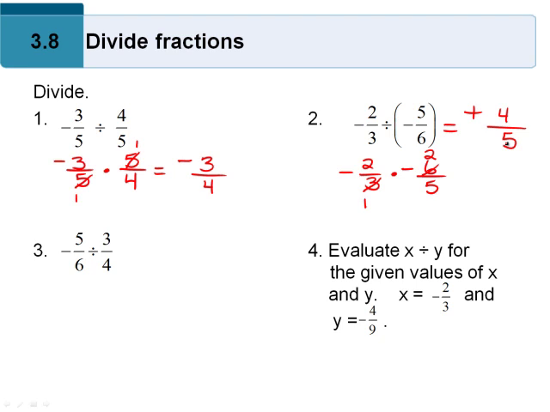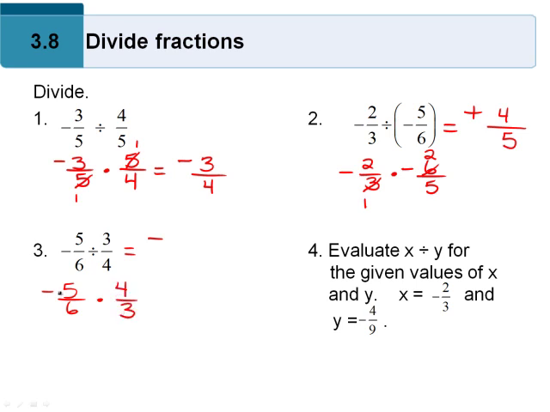Alright, number 3. Negative 5/6 divided by 3/4. So we're going to figure out the sign. A negative divided by a positive is still a negative. And then we do keep the first fraction, change it to multiplying, flip the second, use the reciprocal.